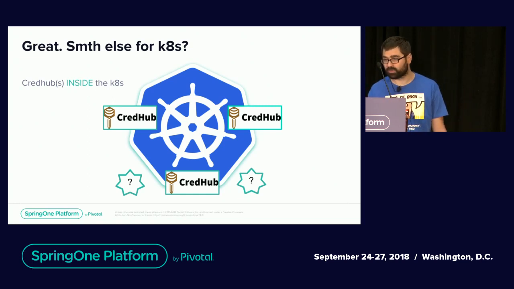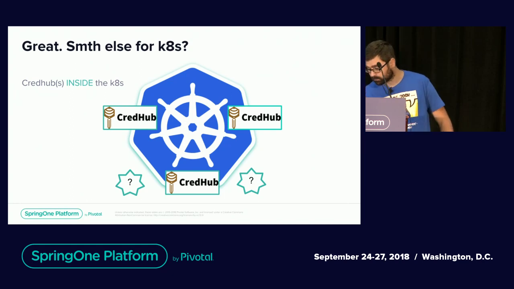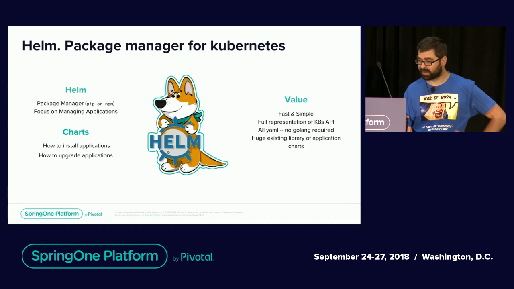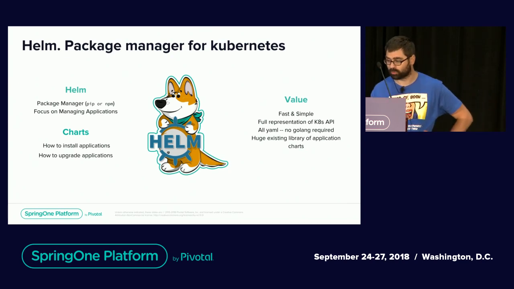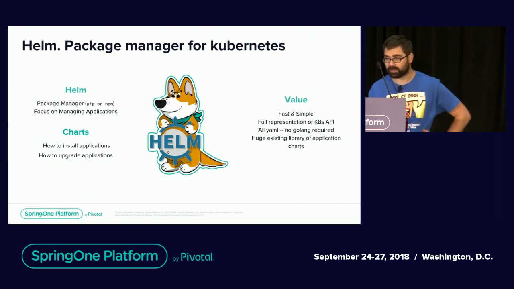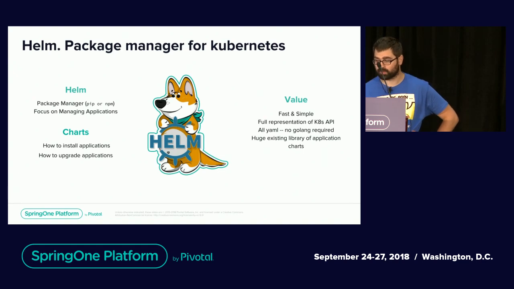So we asked ourselves, can we just deploy CredHub to Kubernetes and use its power? Actually, we can, using Helm. Helm is a package manager for Kubernetes, something like pip for Python or npm for Node.js. The Helm unit is a chart. A chart describes how to install an application and how to upgrade it. It's a set of YAML templates, so any good YAML programmer can do the job.